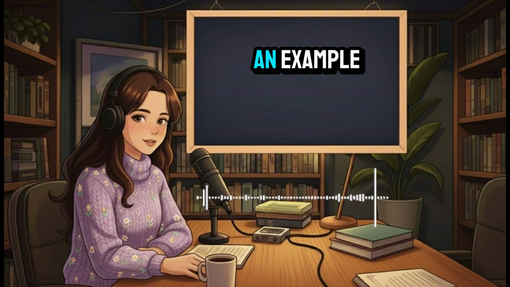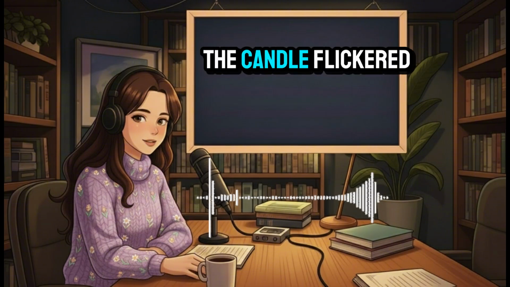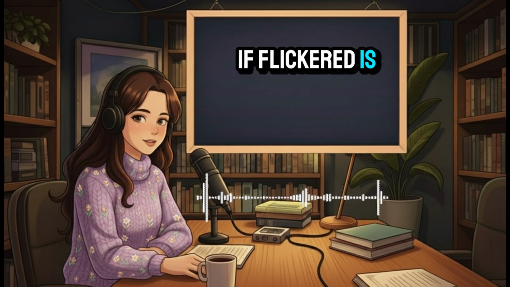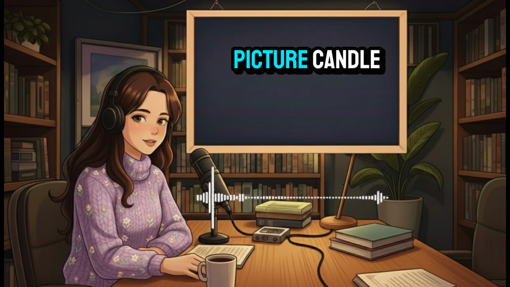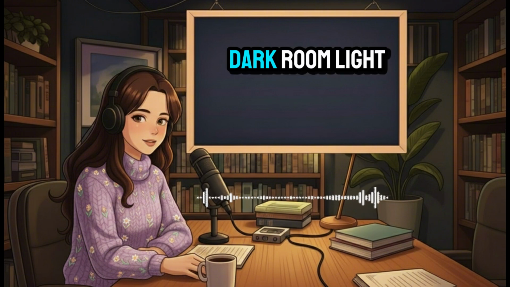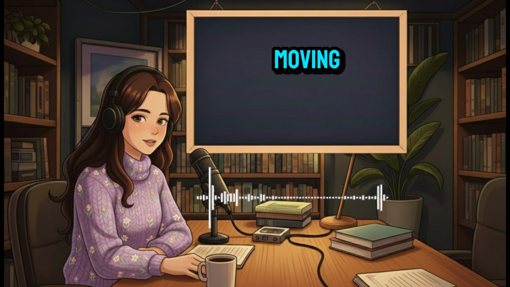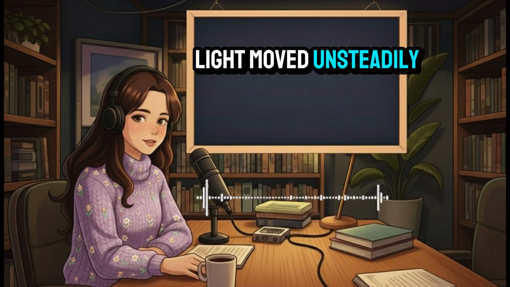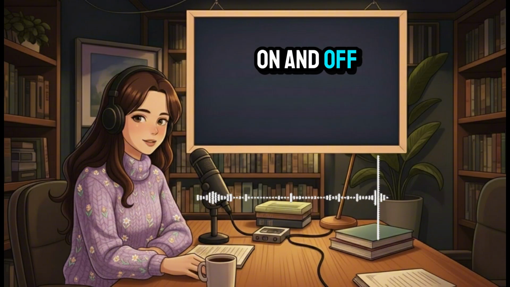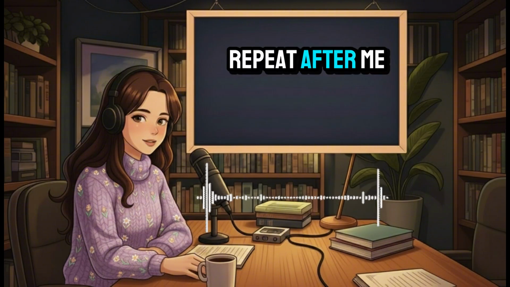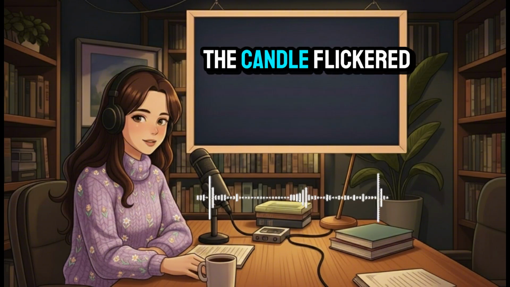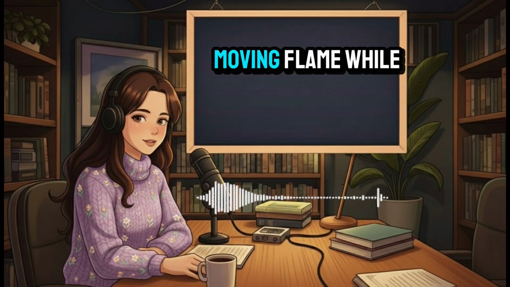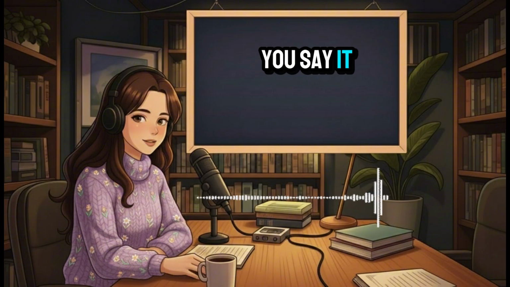Let's practice with an example. The candle flickered in the dark room. If flickered is new, imagine the picture. Candle, dark room, light moving. You can guess it means the light moved unsteadily, like it goes on and off quickly. Repeat after me. The candle flickered in the dark room. Imagine that small, moving flame while you say it.